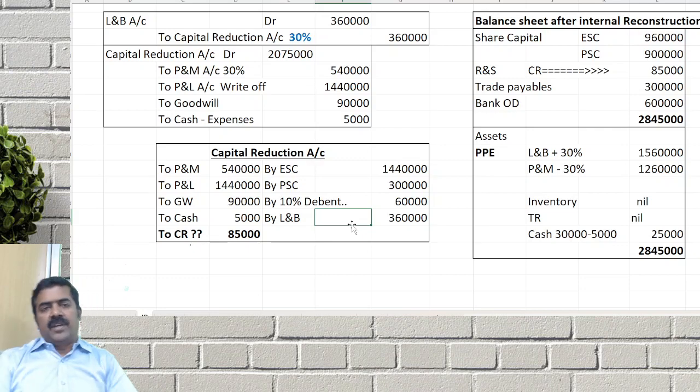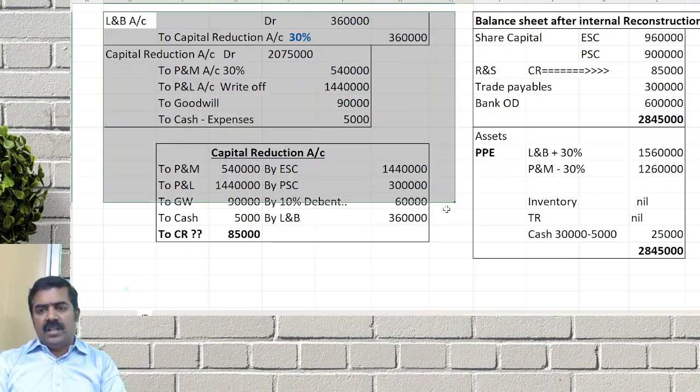Live online friends, any doubt in this question? Any doubt in this balance sheet?